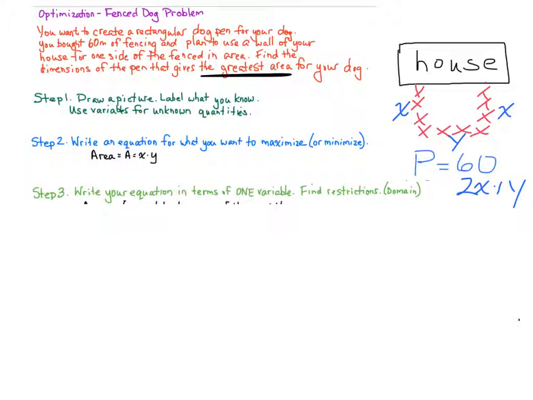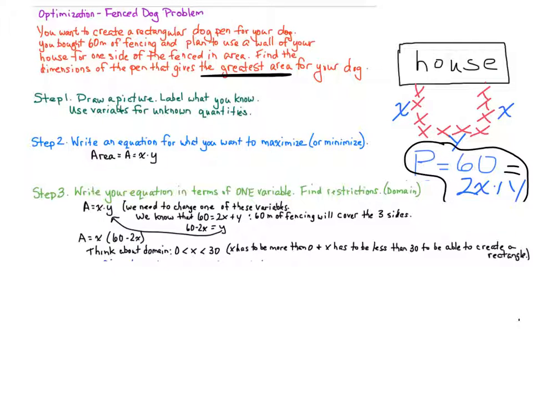Step 3 is to write your equation of area in terms of just one variable. That means we want to either eliminate the x or eliminate the y, and you'll do that by using other information that you know. And what other information do we know? Well, remember, this has to be true about our situation: the perimeter is equal to 60, which is equal to 2x plus y. Since we know 60 equals 2x plus y, we solve that for just x or y. I'm going to solve it for y, and y is equal to 60 minus 2x.